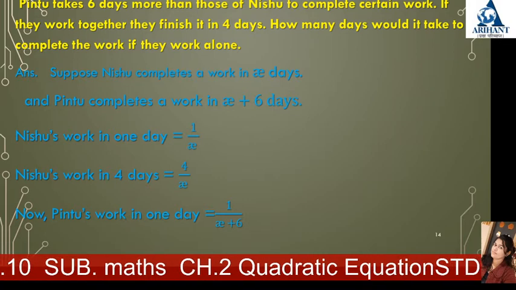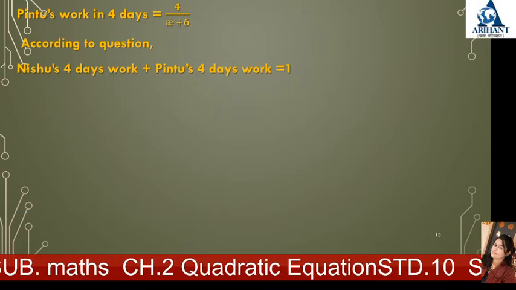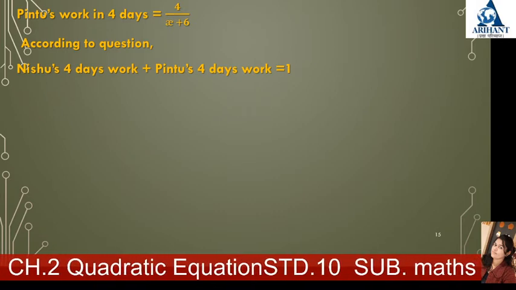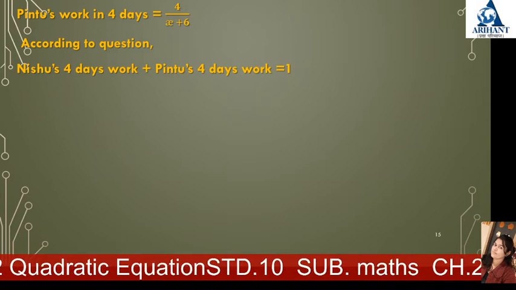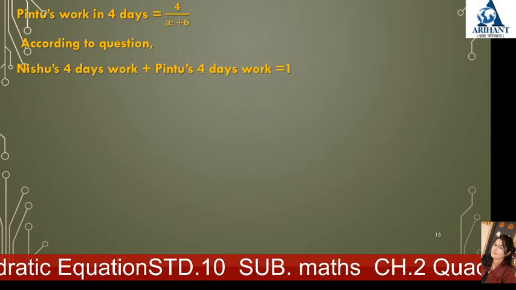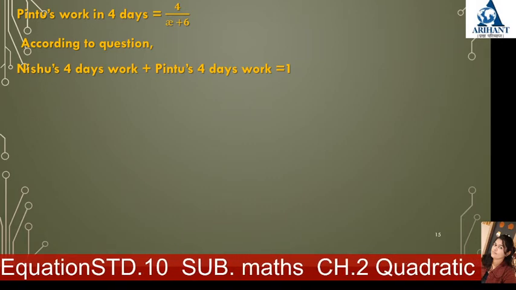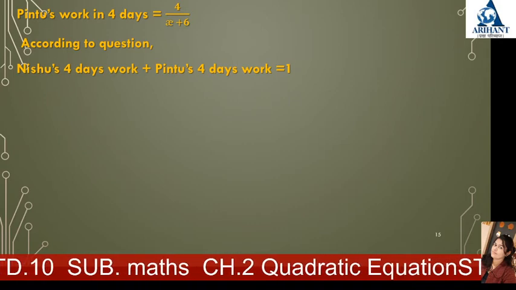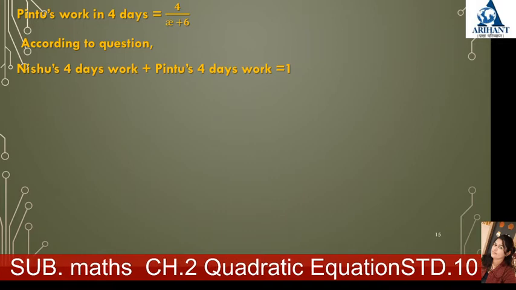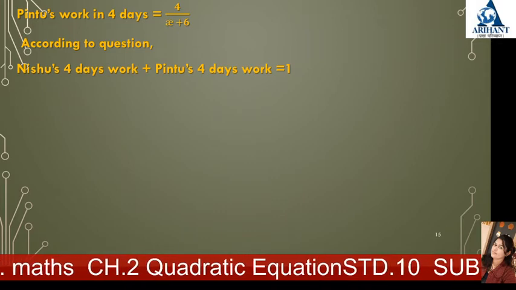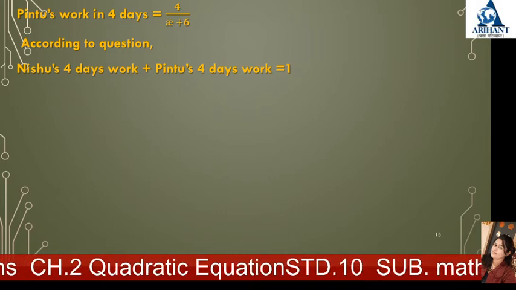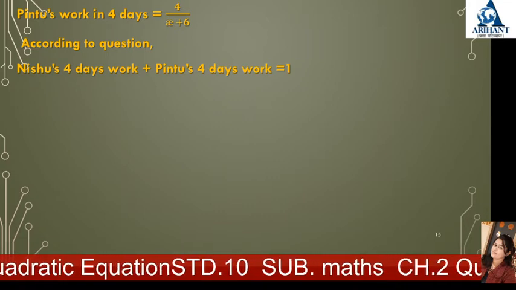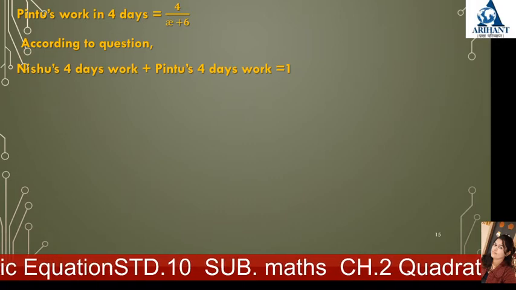Just putting values in the steps. Then Pintu's work in 4 days is 4 upon x plus 6. So according to the question, Nishu's 4 days work plus Pintu's 4 days work is equal to 1, which is given in the example. If we read the example carefully, what is given there? It is given that Nishu's 4 days work plus Pintu's 4 days work is equal to 1.